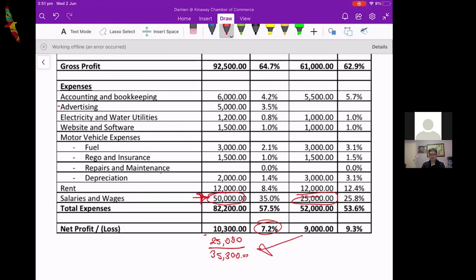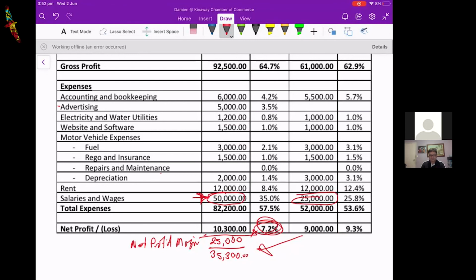So yes, but we can't rely purely on this 7.2% of the common size income statement, the net profit margin. It wouldn't tell us the whole story of what's going on with this business, to say whether it's performing well or not. So, yes, that is an explanation of our example.